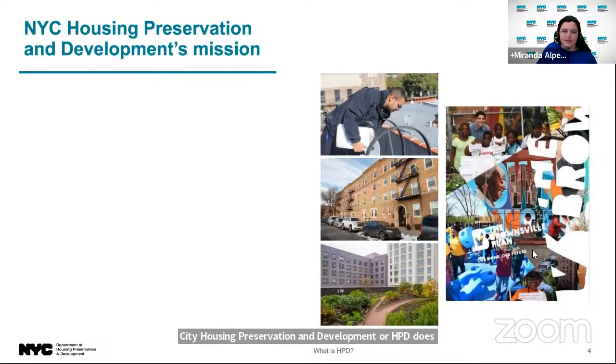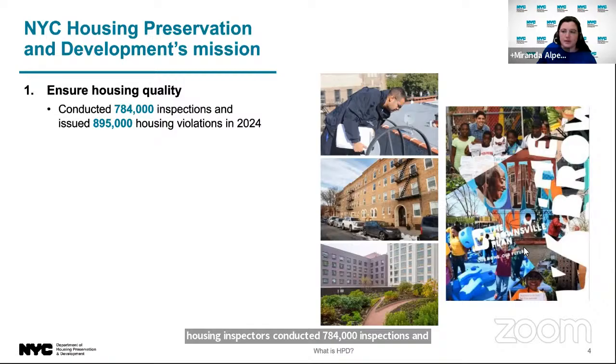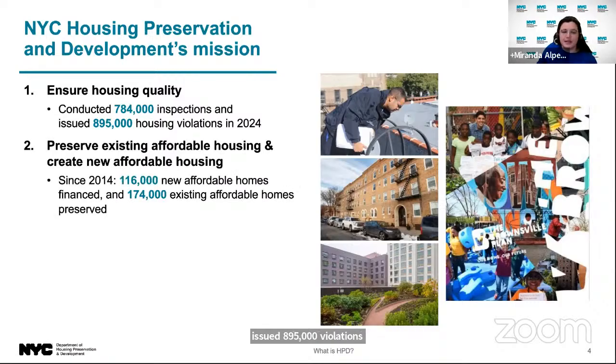Firstly, HPD ensures housing quality by enforcing the city's maintenance code. In 2024 alone, our hundreds of housing inspectors conducted 784,000 inspections and issued 895,000 violations. Second, in exchange for maintaining affordability of homes, HPD provides financing and incentives for owners of older buildings with affordable units, and HPD also finances the new construction of homes on public and private land.